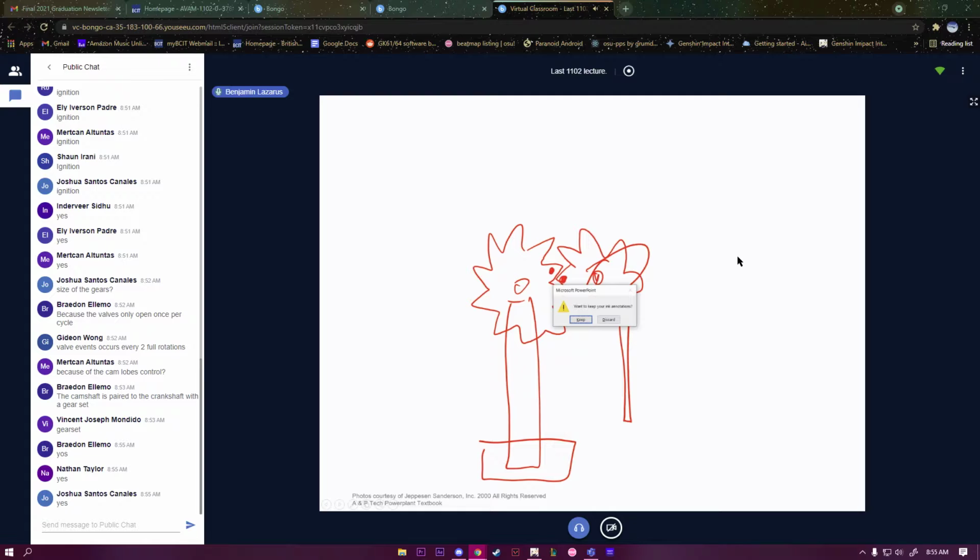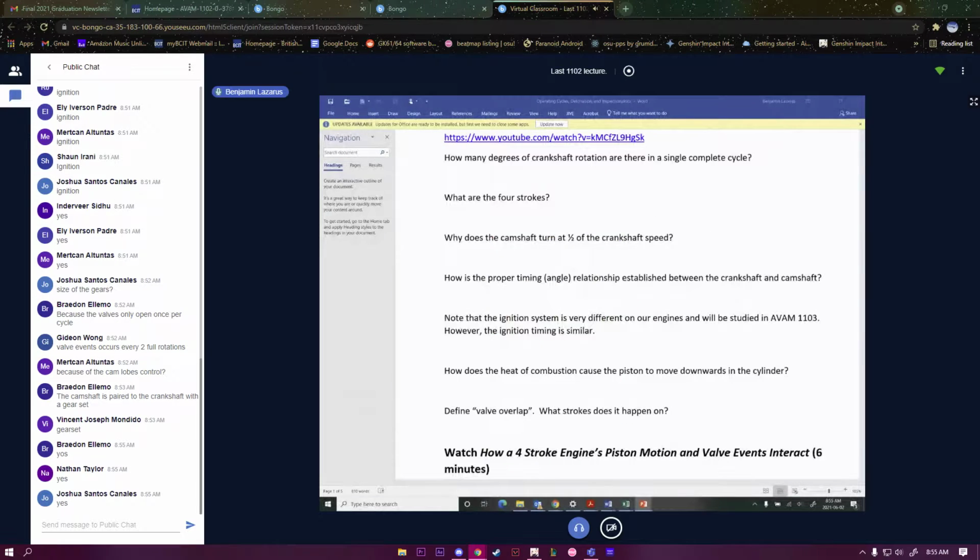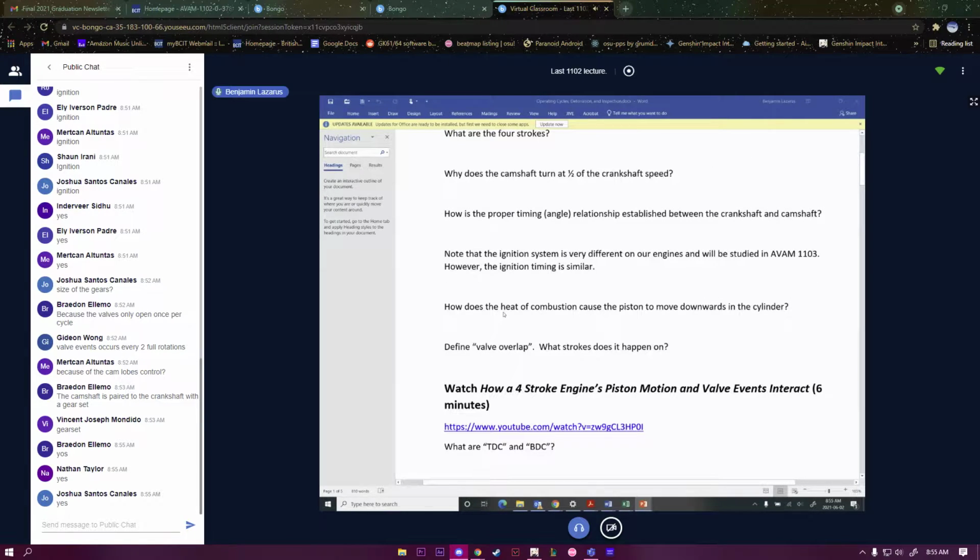All right, escape. Discard my new notes. We don't need those. Okay, so that answers this question here. So how does the heat of combustion cause the piston to move downward in the cylinder? Should be pretty straightforward. Gas laws, we get pressure from heat.